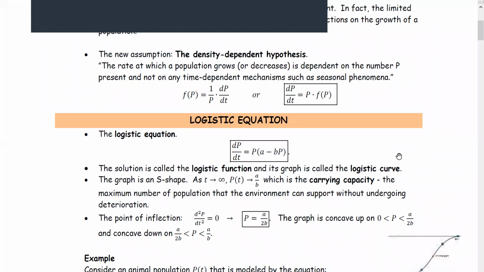A new assumption: dP/dt equals P times a function of P. For example, the logistic equation, dP/dt equals P times the quantity (a minus b times P).